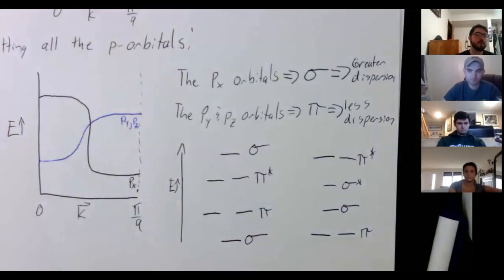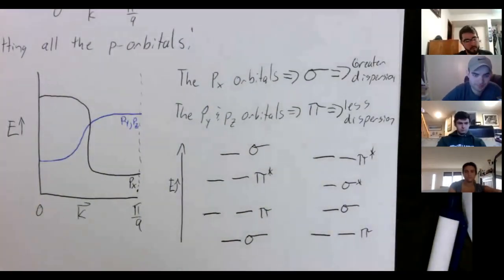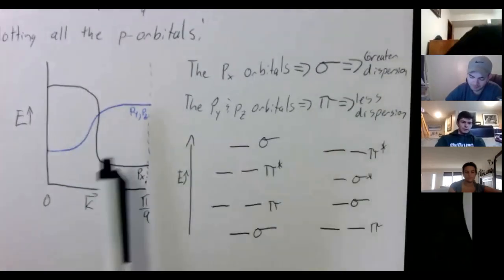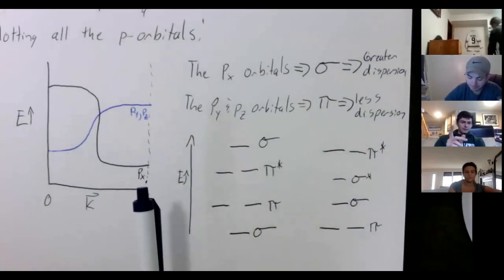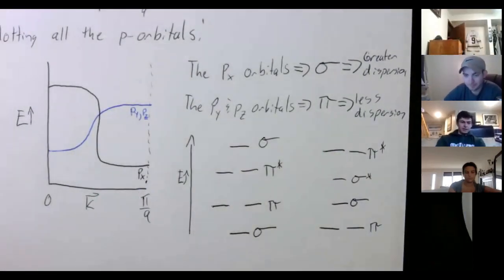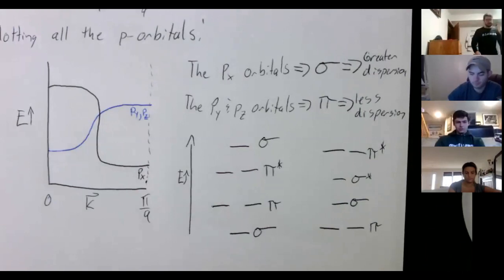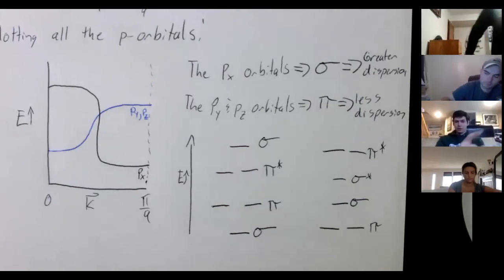Okay, let's move on to d orbitals then. Any questions about this, or everybody feel good? I have a quick question. If you were to plot all the p orbitals as one band, would it look like the px and pz, but with less dispersion because the px would cancel out some of it? Could you repeat the question? If you were to plot all the p orbitals as a combined band, what would your final band look like?